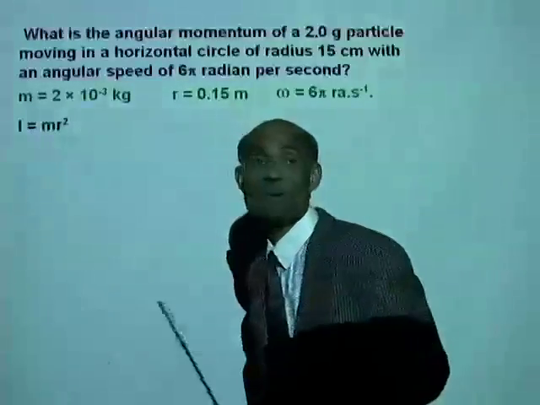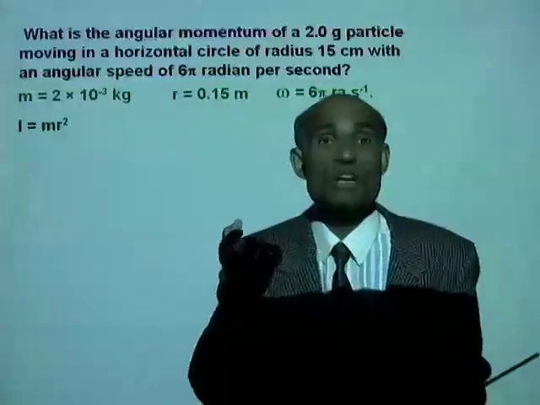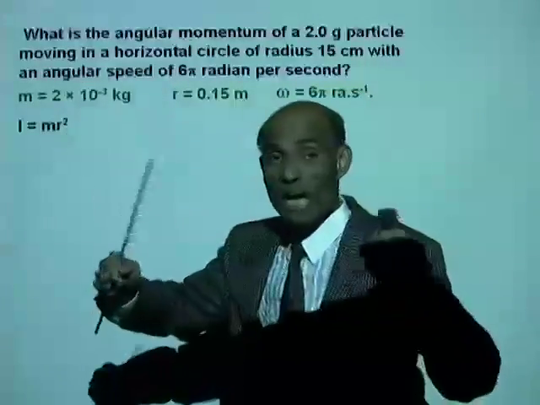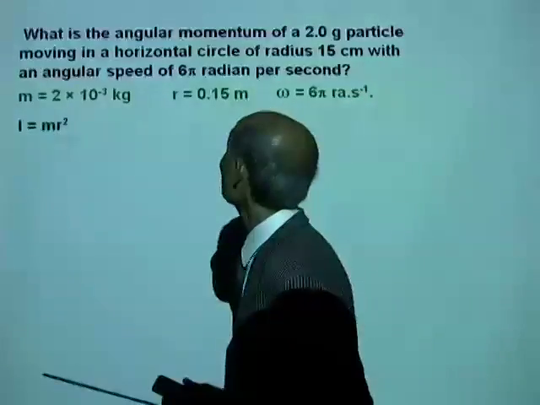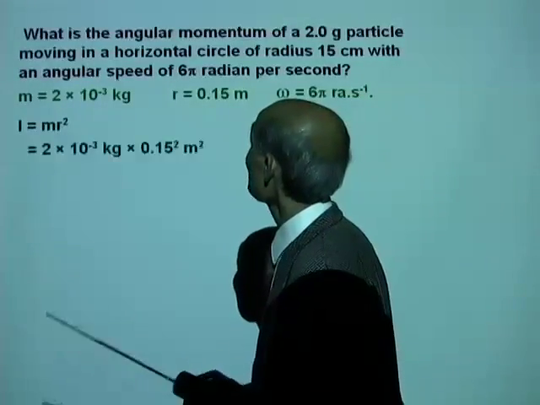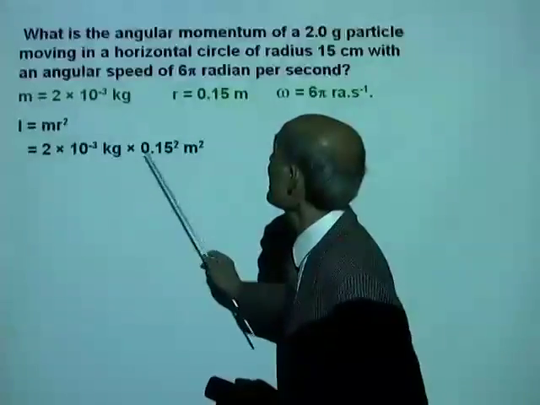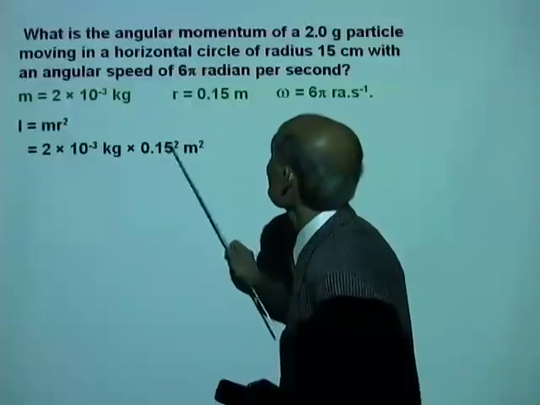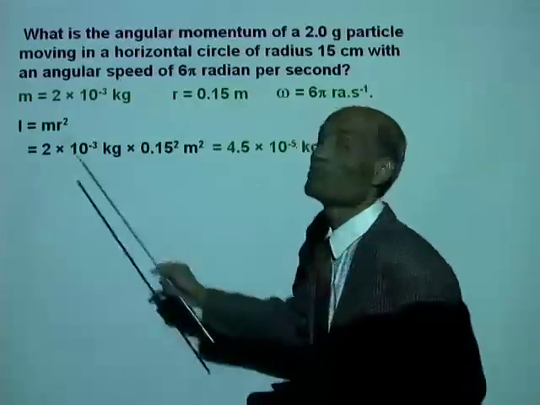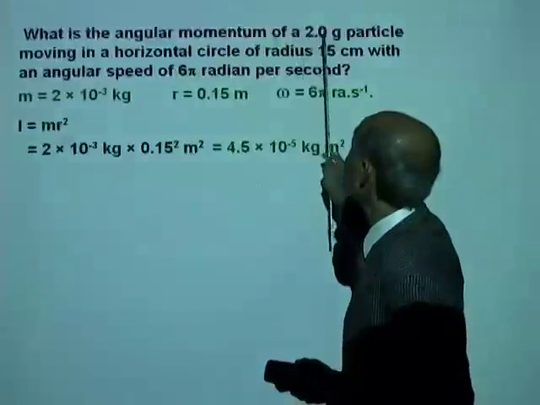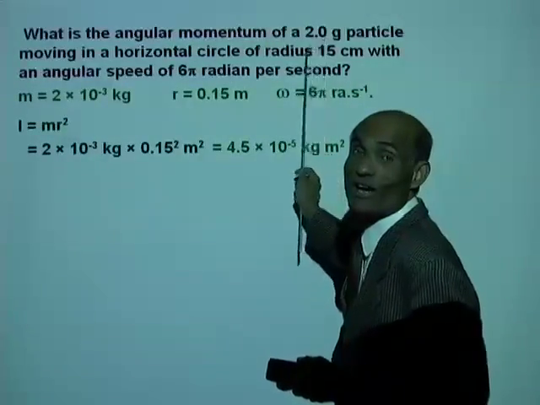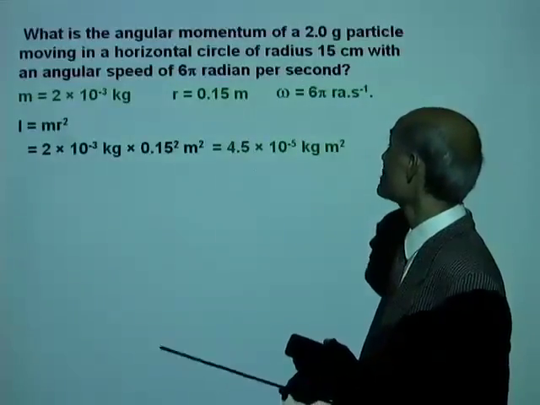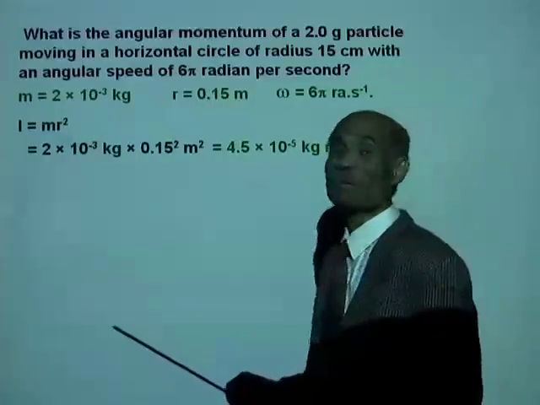I equal to mr squared, is that right? The moment of inertia of a particle of mass m at a distance r from the axis of rotation is I equal to mr squared. So in this case, the mass is 2 gram, the radius is 0.15 meter, and therefore the moment of inertia of this particle about the axis of rotation is 4.5 times 10 to the negative 5 kilogram meter squared.